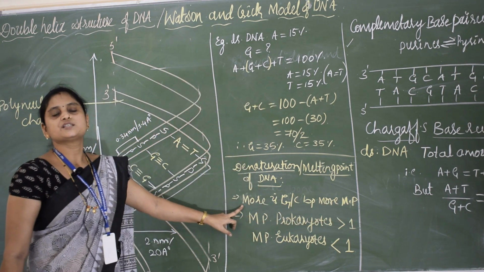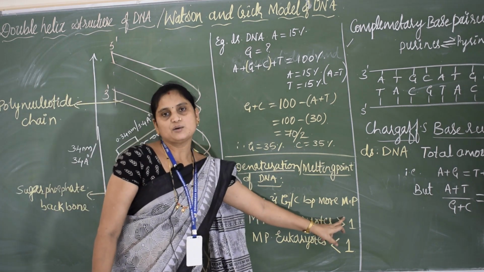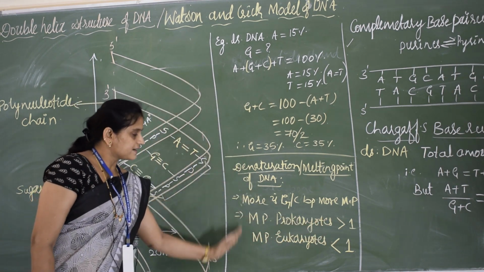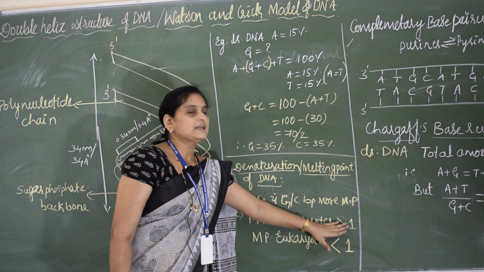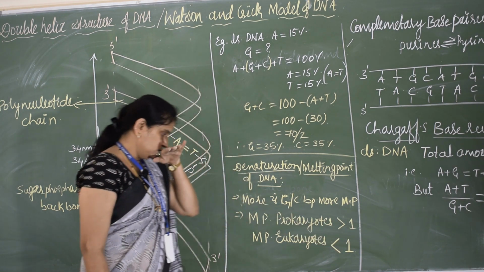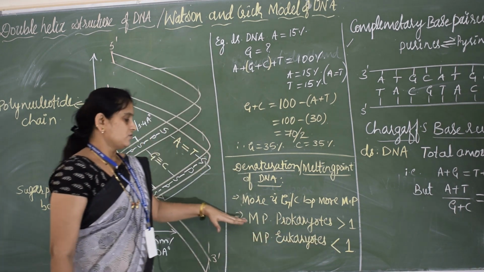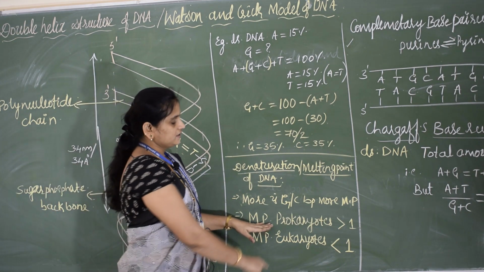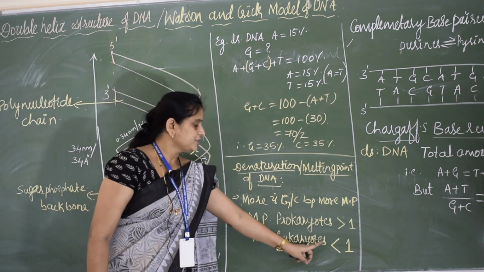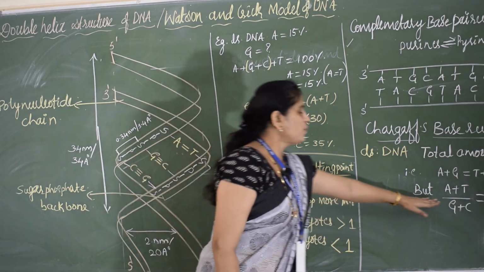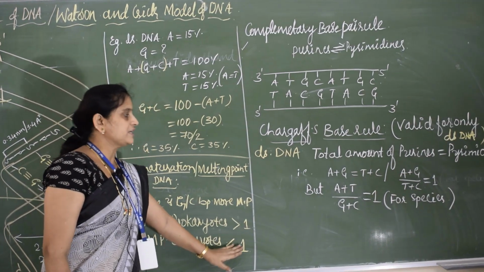So the fewer the GC base pairs, or the more the AT base pairs, the lower the melting point of the DNA. Generally, the ratio taken for the prokaryotes will always be greater than 1, and for the eukaryotes it will be less than 1. This indicates that the prokaryotes have more GC base pairs when compared to the eukaryotes. So the denominator value is more in prokaryotes, whereas the numerator value is more in eukaryotes.